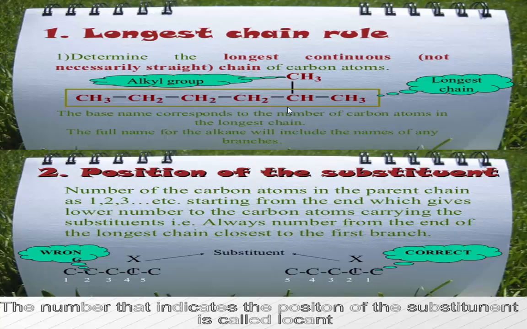Next, second one, position of the substituent group. Number the carbon atoms in the parent chain as 1, 2, 3, etc., starting from the end which gives the lower number to the carbon atoms carrying the substituent group. Always number from the end of the longest chain closest to the first branch. Yes, if you see this example, the second rule states that if the organic compound contains one substituent group, then give the least or lowest number to this side of the carbon atom.